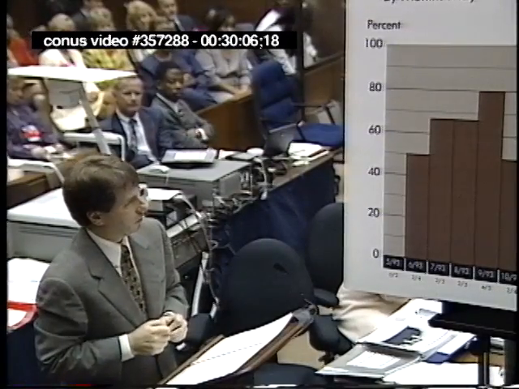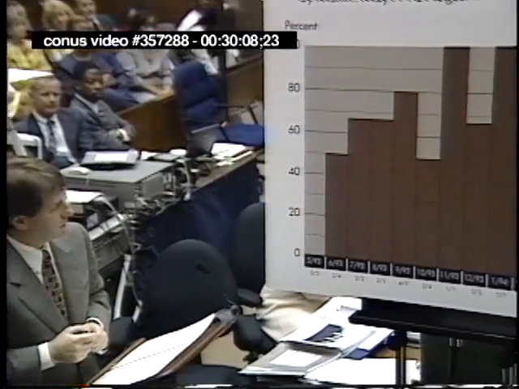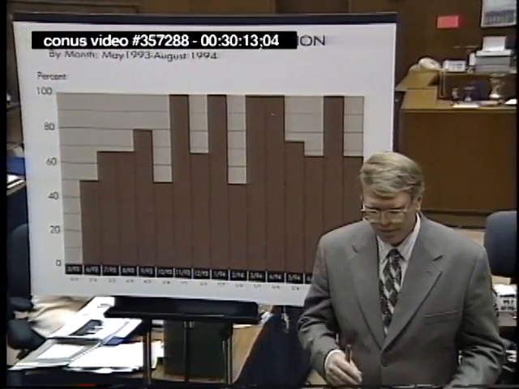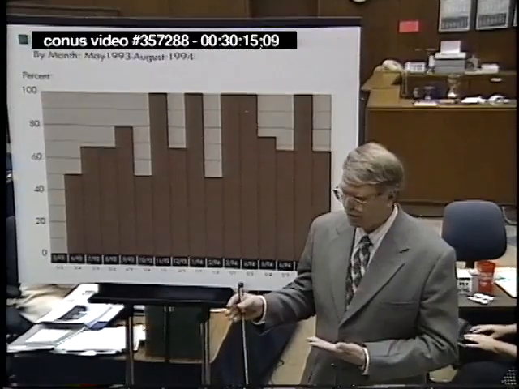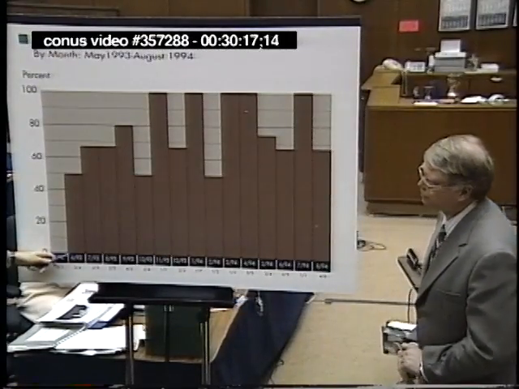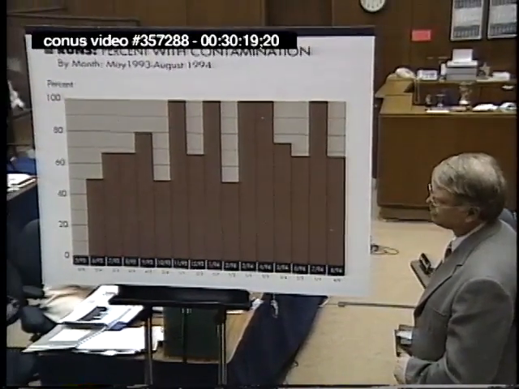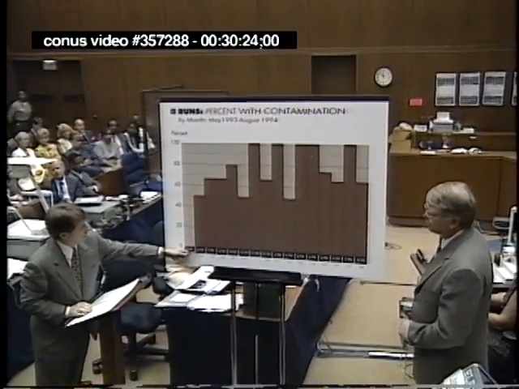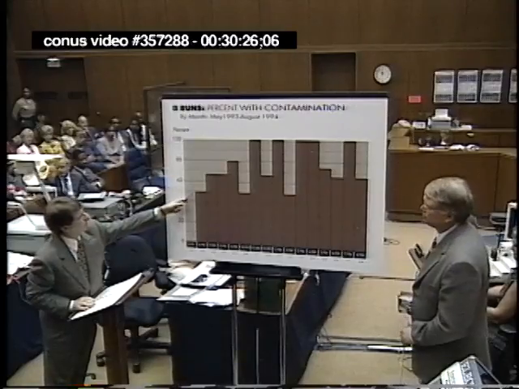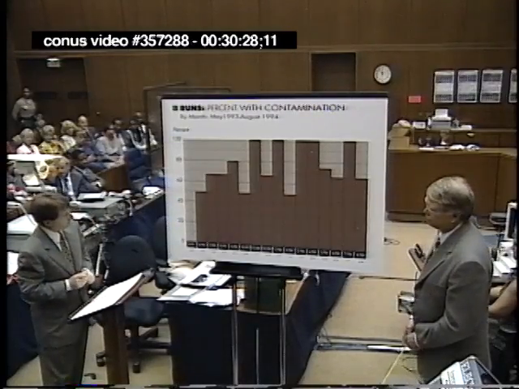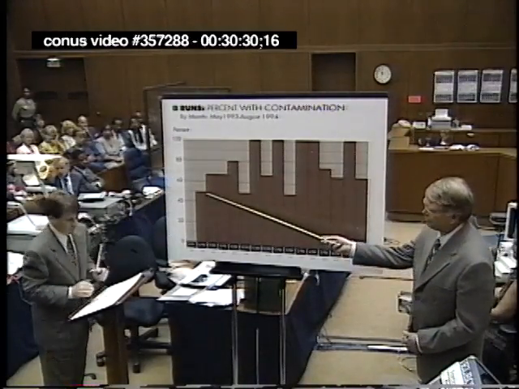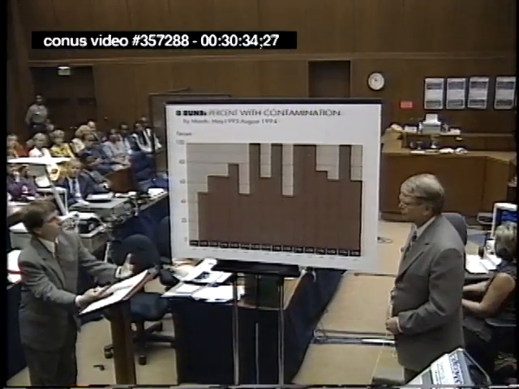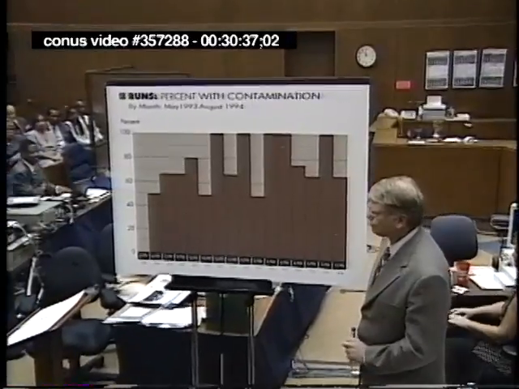By the criteria I mentioned earlier, I can definitely confirm that this is contamination, not one of these artifacts. Now, as a DNA laboratory director, when you start seeing on the runs in June of 1993 that 50% of the runs show contamination, what do you do when you're dealing with this PCR system?